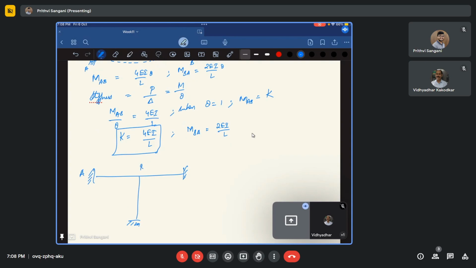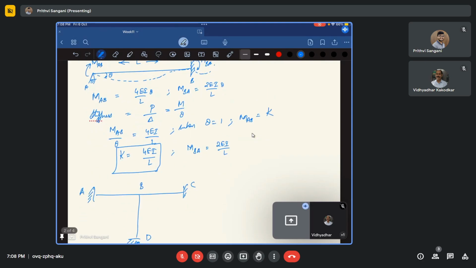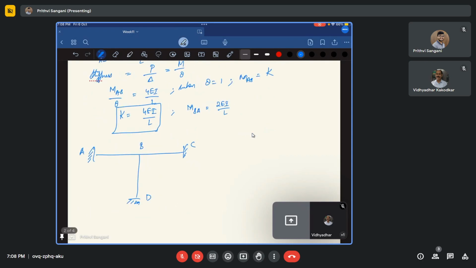A, B, C, D. Now, how do we make use of this stiffness K that is equal to 4 EI by L? And mind you, this 4 EI by L is only when the far end is fixed. We'll see what happens if the far end is hinged. Let us say I'm applying a moment M at the joint B. Now the joint B is an intersection of three members: AB, BC, and BD.